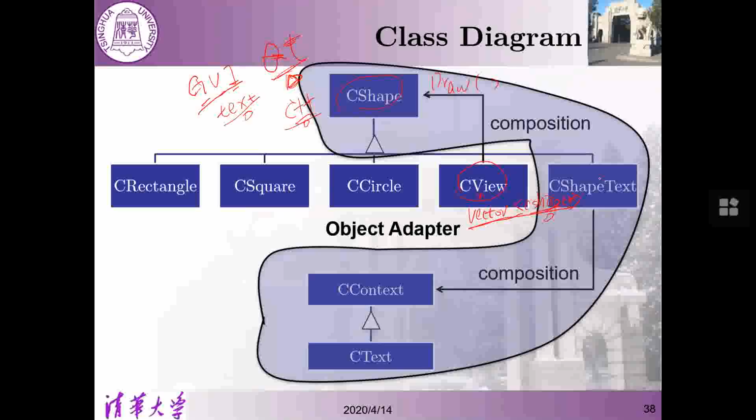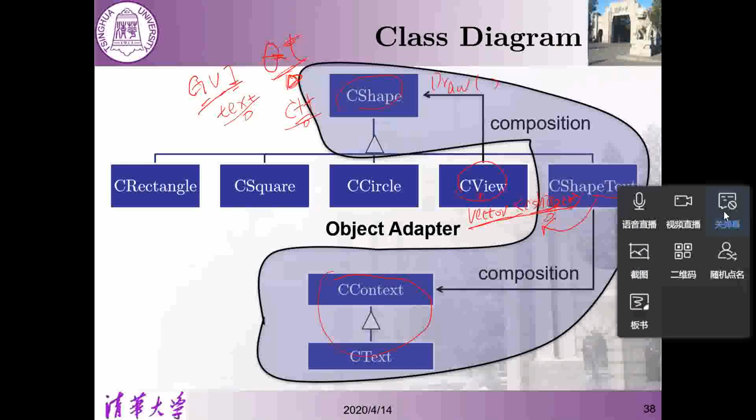Then we have an adapter class C shape text, which adapts third-party classes into this C shape, right? Then this C shape text is also added into this vector. Then we can draw it. So this is how it works. I think this is a classic design for this kind of application, for this C view, which is also a subclass of C shape. This is an interesting design, right? And it works fine. Okay, and this is the viewer system.